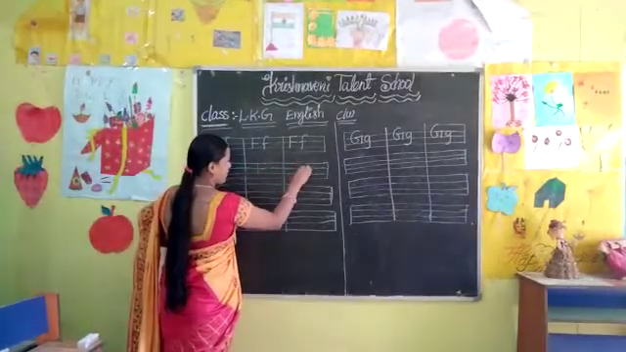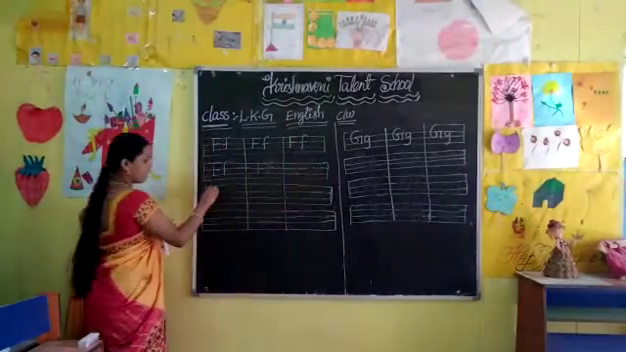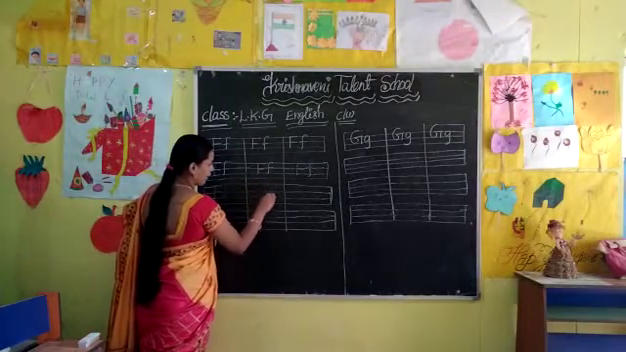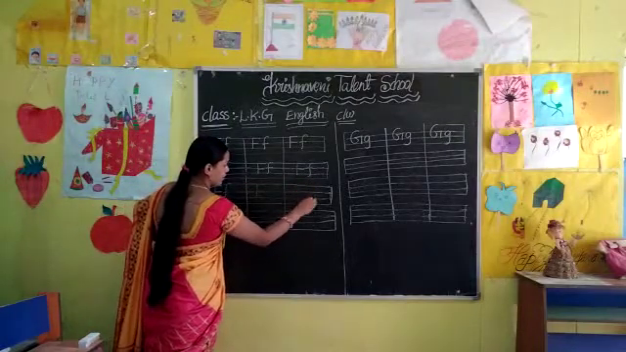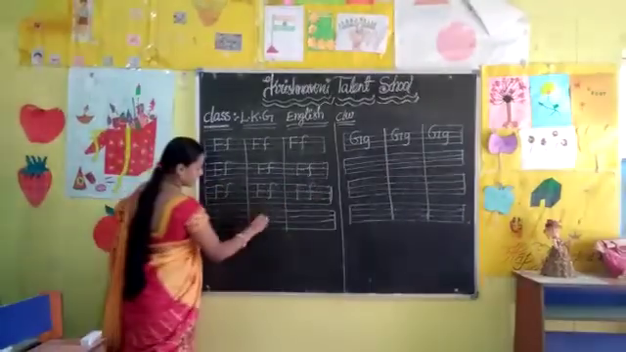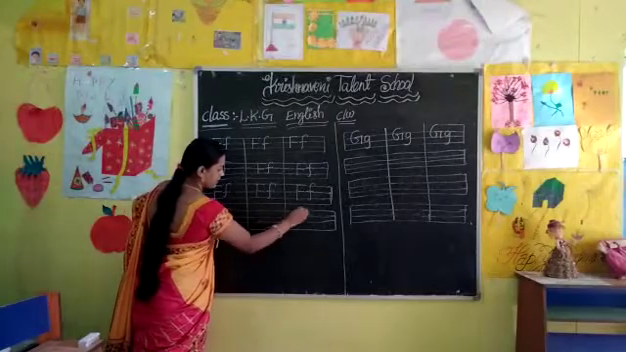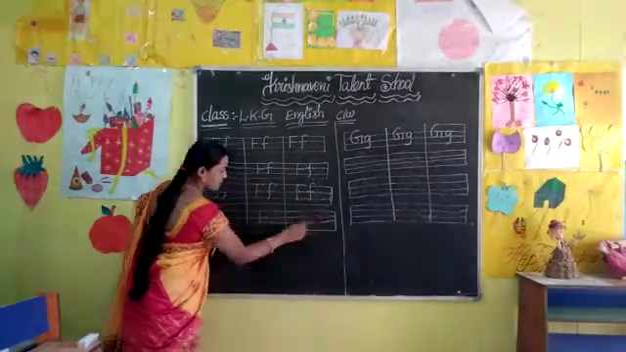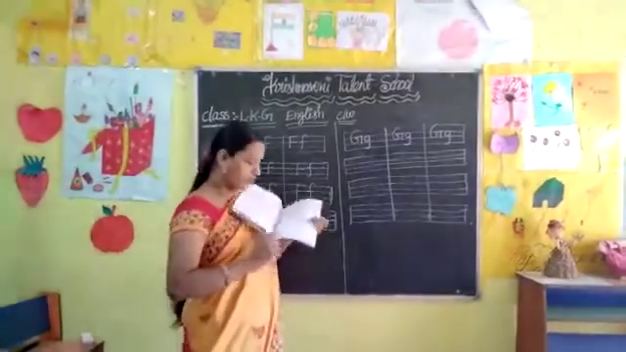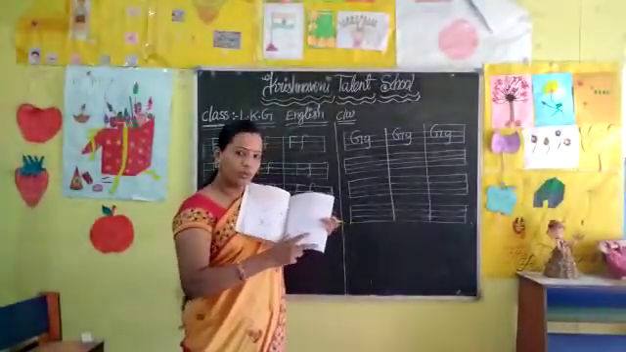Say what is this? Capital F and small f. Very good. This is the letter capital F and small f. F for what will come? F for fish, fan, frog, flower. Yes, children, fork. This will come. Okay, this is the letter F. And open this, see here, page 27. So now you have to do homework.